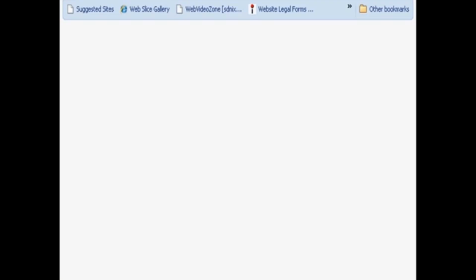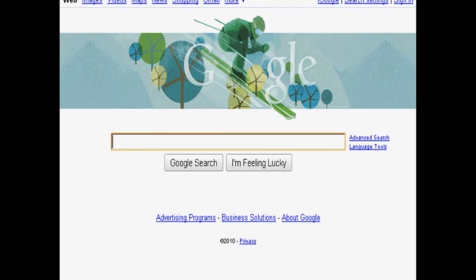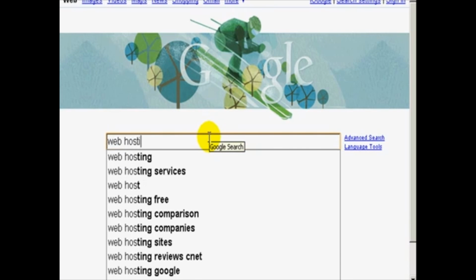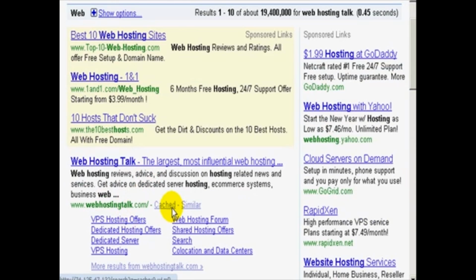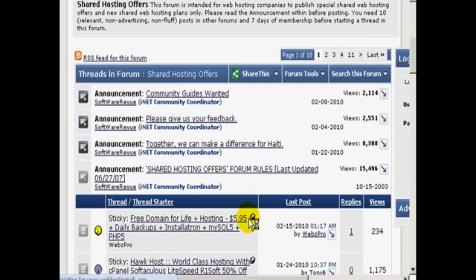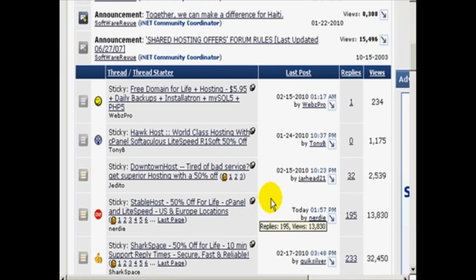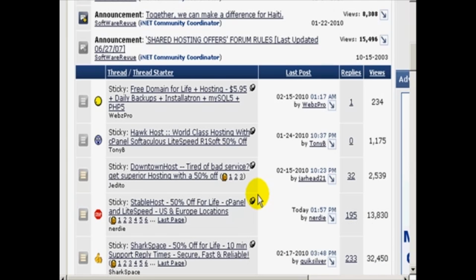And another place to go, if you like to shop around and you want a good deal, is a place called Web Hosting Talk. This is a forum, webhostingtalk.com. But here's the thing, they also provide you with shared hosting offers. What you're looking for is a reseller account. I'm pointing you to a forum specifically because a lot of businesses go here to advertise all these deals. Sometimes you can get deals for like $9 a year or $6 a year.